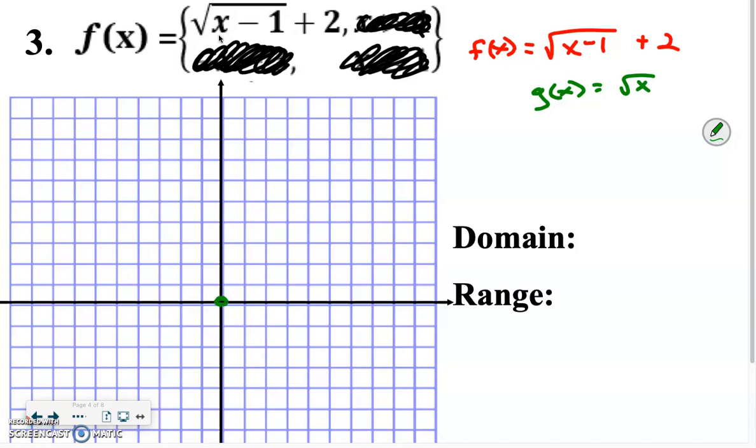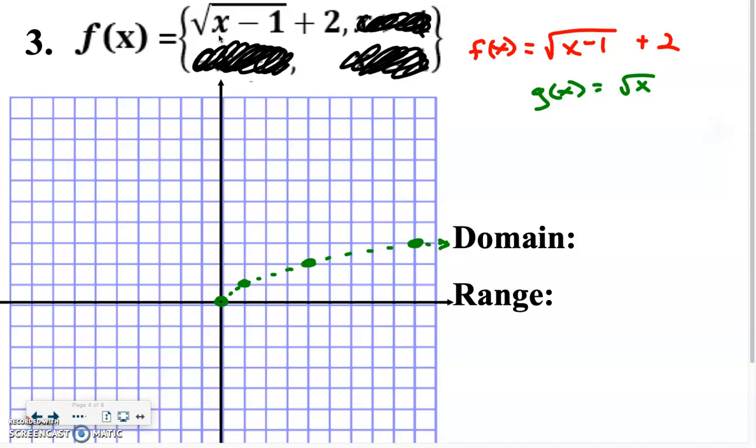If I were to put a 0 in place, the square root of 0 is 0. If I put a 1 in place, the square root of 1 is 1. If I put a 4 in place, the square root of 4 is 2. If I put a 9 in place, the square root of 9 is 3. This would be my parent function for the square root. Okay? Now, obviously this isn't my final graph. This is what we're going to adjust.